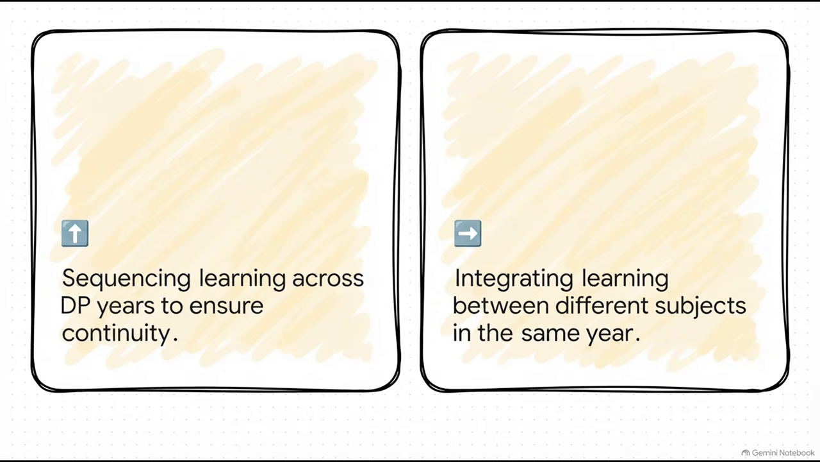Horizontal articulation, on the flip side, is about breadth. This requires teachers of completely different subjects within the same year level to collaborate and integrate their learning. A perfect example? Deliberately weaving theory of knowledge, or TOK, across all subject areas.